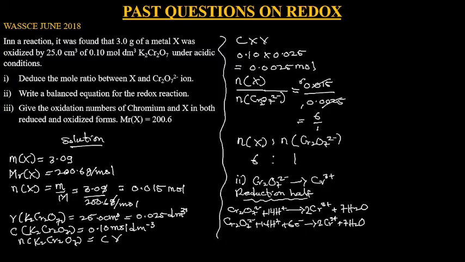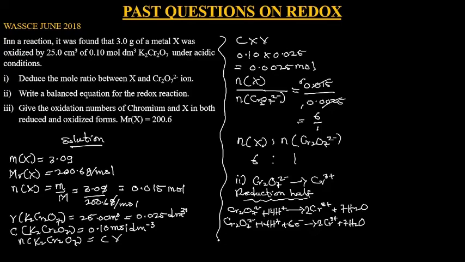2 times 3 plus will give us 6 plus. And over here we have 14 plus. Okay, 14 plus. And then the electron we just added has a negative charge. So 6 times minus 1 gives us minus 6. So minus 6 plus 14 is going to give us what? Plus 8. That plus 8 minus these two will give us plus 6. So the charge on both sides is now balanced.